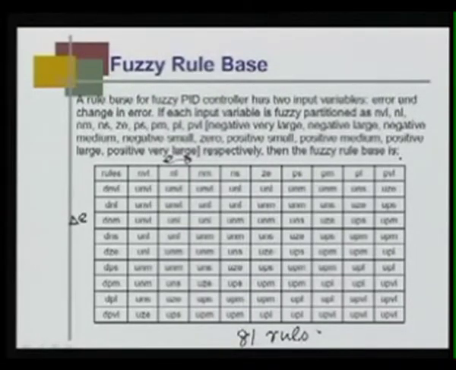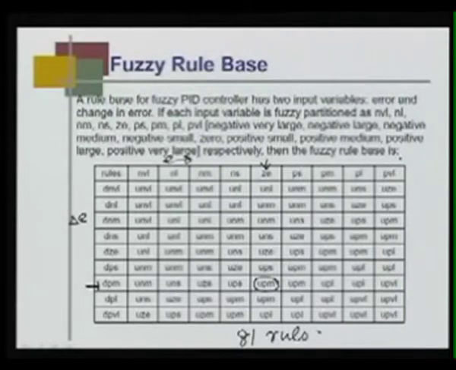So, how do I do this really? If I say error is negative very large and change in error is negative very large, then my control action should be negative very large. Okay. And we can take any other example. Let us say my change in error is positive medium, and error is 0. So, the action should be positive medium.